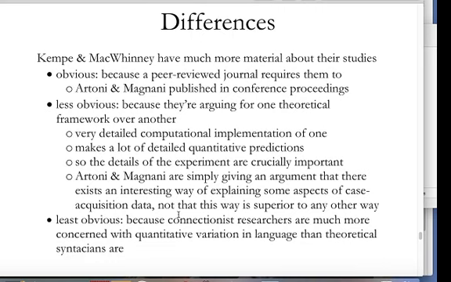Here's another example. Kempe and McWhinney have much more material about how their studies were designed and carried out. Here's a sort of obvious reason why. Because peer-reviewed journals, especially Studies in Second Language Acquisition, which is a pretty prestigious big-name journal in applied linguistics, are going to require more information about the details, the methods, the materials used in the study.